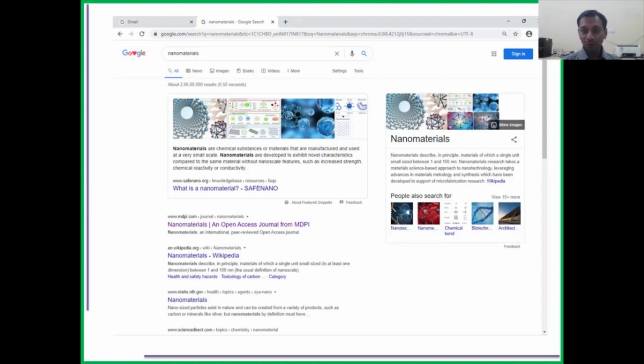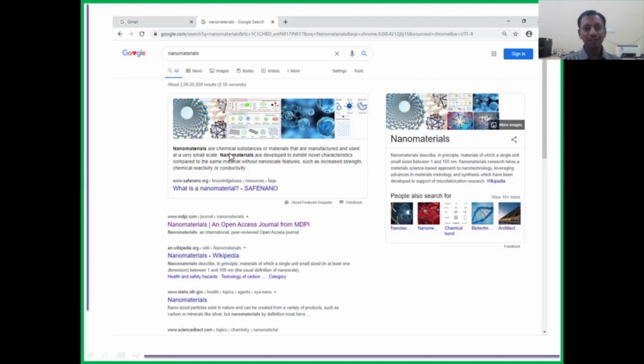So as we all know, nanomaterials are known for their size. The nanomaterials describe, in principle, materials of which a single unit has a size between 1 and 100 nanometer. So this is the size between 1 to 100 nanometer as a general aspect. We can call it a dimension between 1 to 100 nanometer.